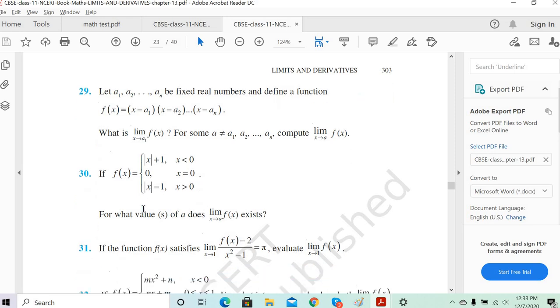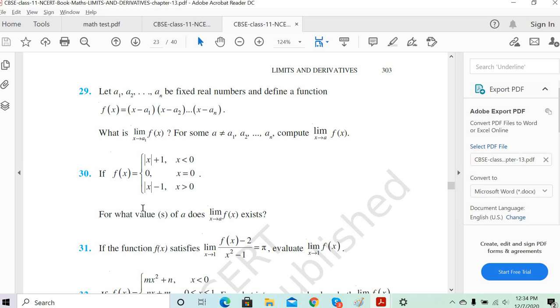Let a1, a2, ..., an, a and b be fixed real numbers, and define a function f of x equal to (x minus a1)(x minus a2) and so on up to (x minus an). What is the limit as x tends to a1 of f of x, for some a not equal to a1, a2 and so on, and compute the limit as x tends to a of f of x. Good. So we need to find the limit for this one. How do you find the limit of this part?